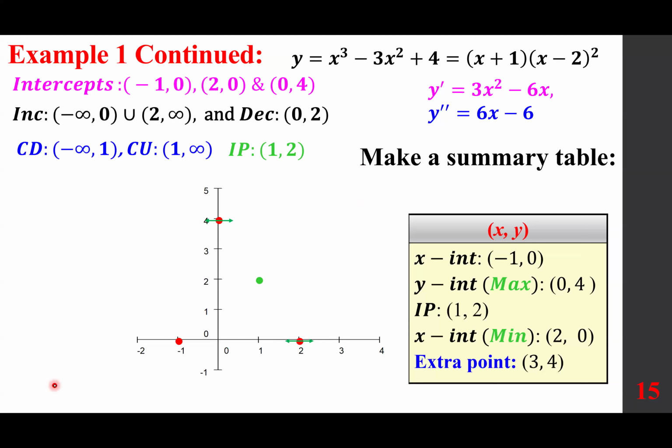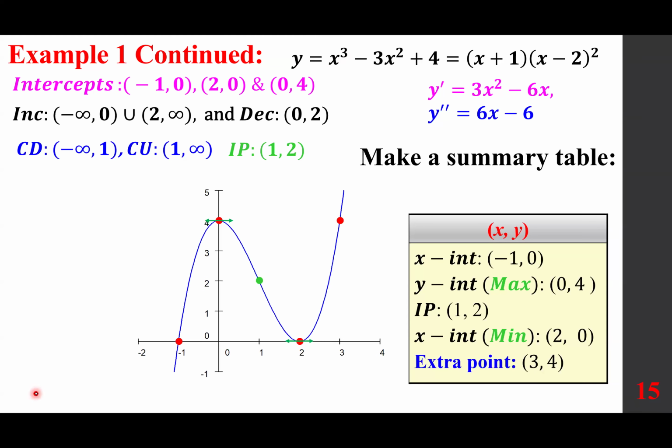We have the end behavior. But an extra point: if you put 3 here, you get 4. This one, you get 1 squared, which is 1. So (3, 4) is another point. And again, x cubed gives you the end behavior, and you have it. You're done. Very simple, everybody. And we're done with the graph.